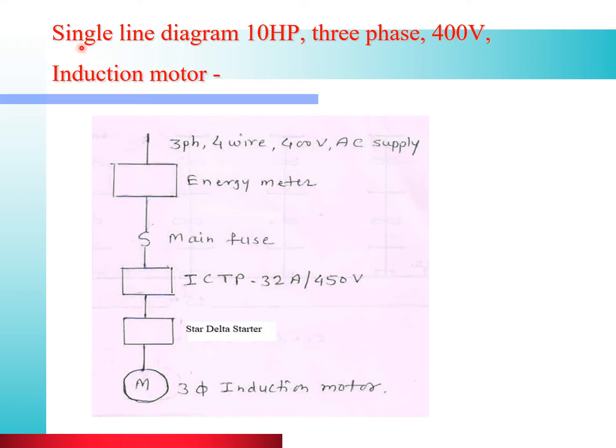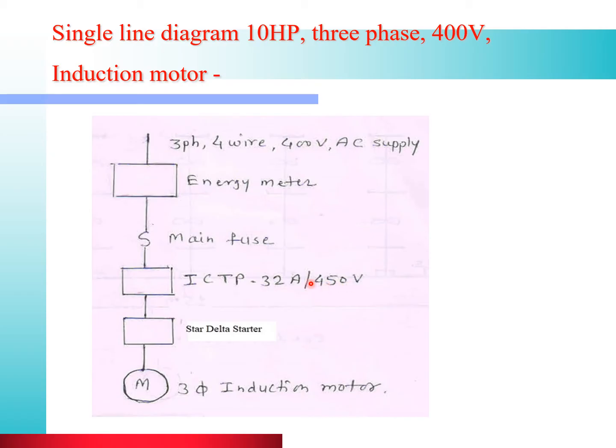Here we will see the single line diagram of 10 horsepower 3-phase 440 volt induction motor. This is the single line diagram. Here 3-phase 4-wire 400 volt AC supply is given. This is the energy meter. This is your main fuse. Then ICDP switch 32 ampere 450 volt. This will be calculated depending upon the motor rating.